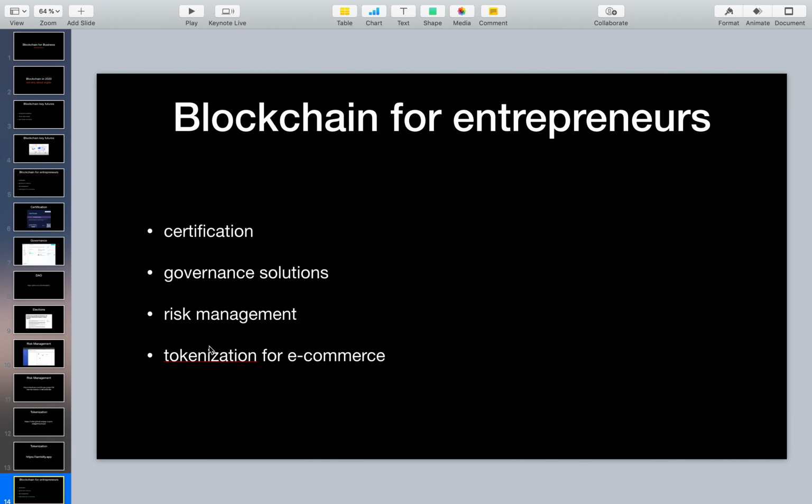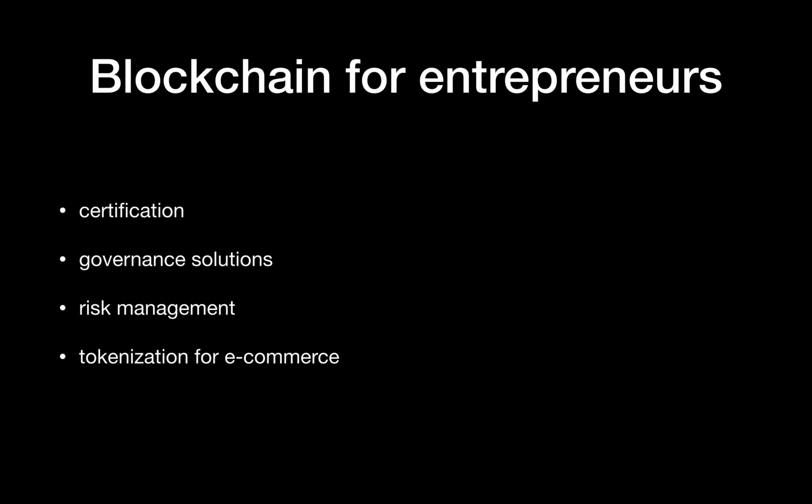Tokenization. Okay, we just covered 4 fields of blockchain implementation for business: certification, governance solutions, risk management, and tokenization. Actually, 2 types of tokenization. And I really recommend you to learn more about all of them and find a way to implement them in your solution. Because blockchain makes any product more secure and transparent, and moreover it can add interesting features like in Billy. You cannot build crypto mechanics on a centralized server. You need to use blockchain.